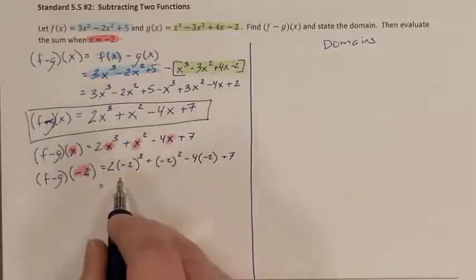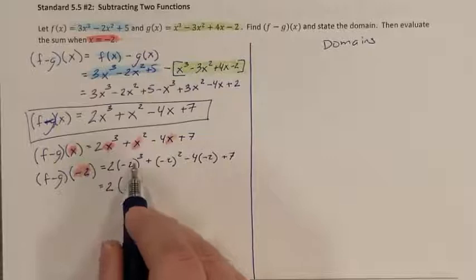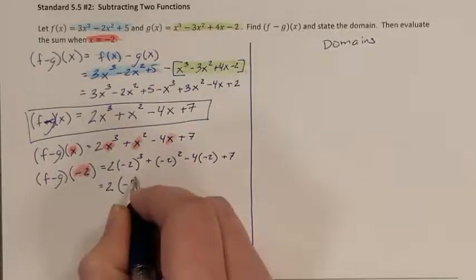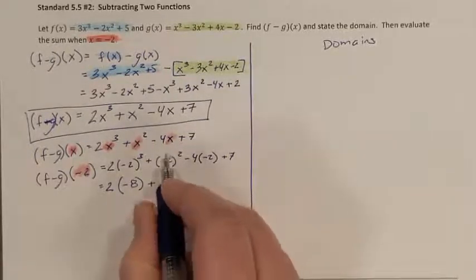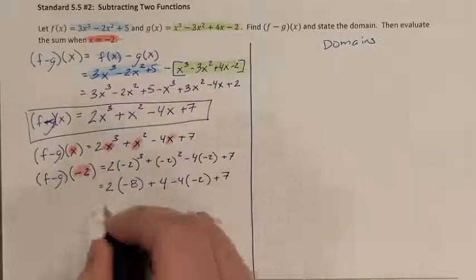So first thing I need to do is my exponents. So I have 2 times the entire quantity of negative 2 to the third power gives me a negative 8, plus the entire quantity of negative 2 to the second power is a positive 4. Now I go through and I'm going to multiply.